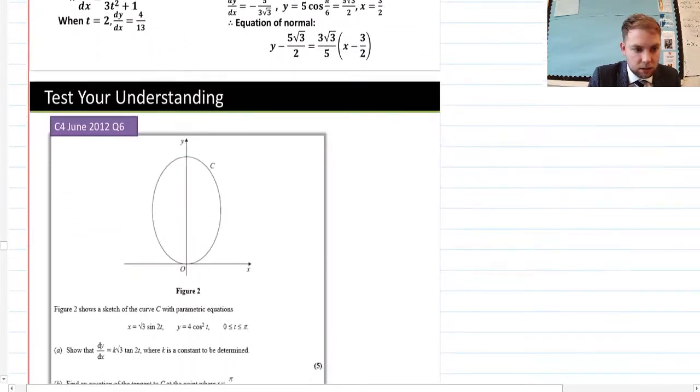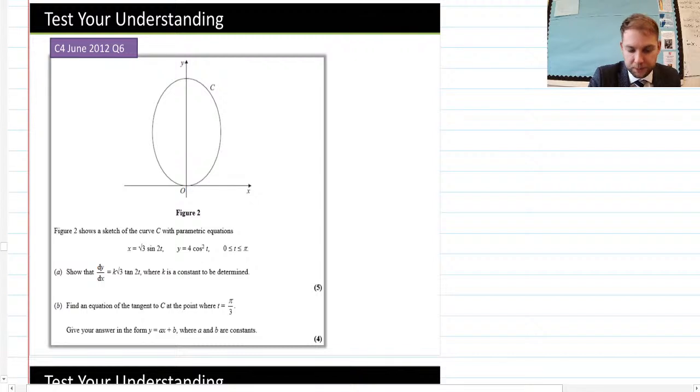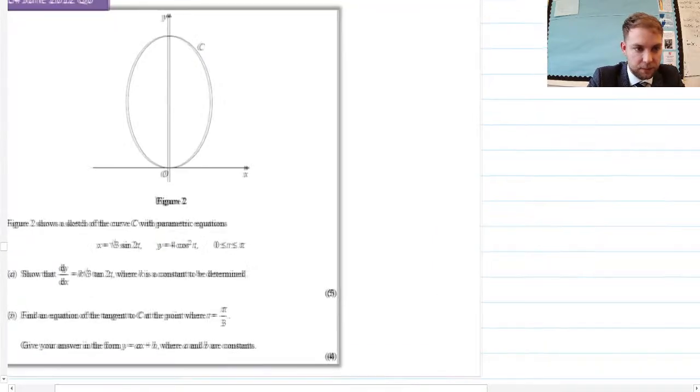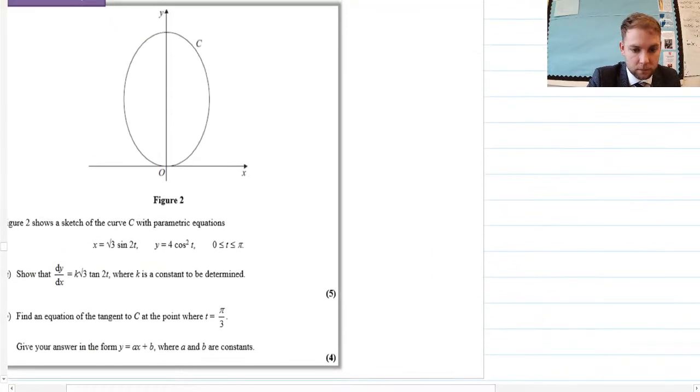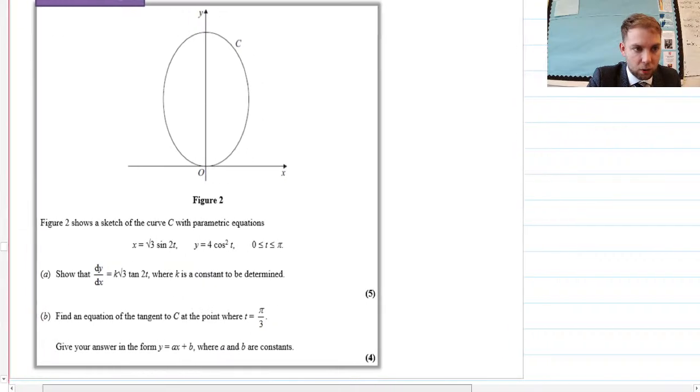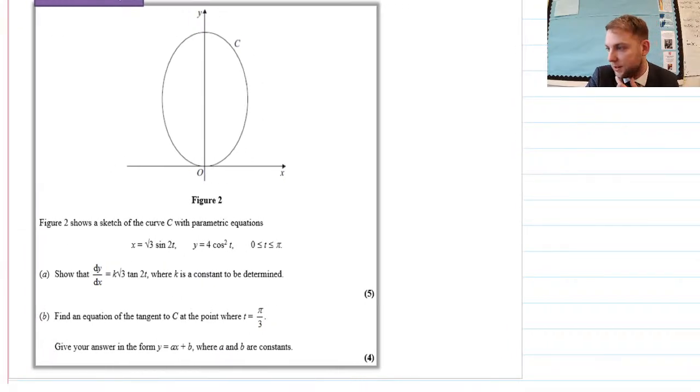Okay, so we've got this question here. I'll zoom in a little bit so you can see it a little better. Have a little go at this question yourself.